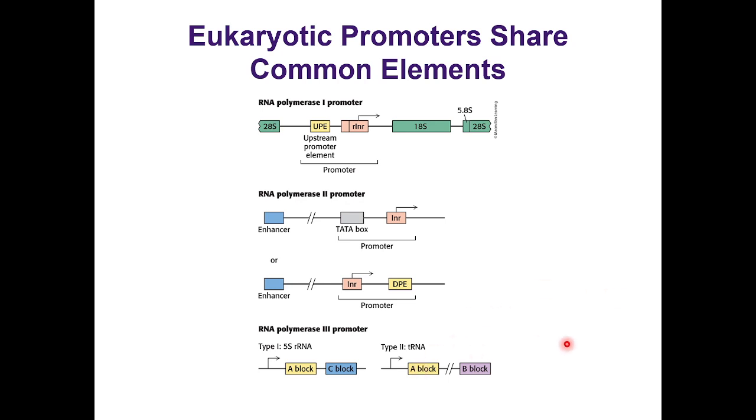The RNA polymerase 3 promoter, this is that right here. We have two types within this. Type 1 is going to be the single-stranded RNA. Remember, the single-strand RNA does not have to be double-stranded, right? RNA very often can be single-stranded. And so this is going to have the A and C block, and those need to be near each other.